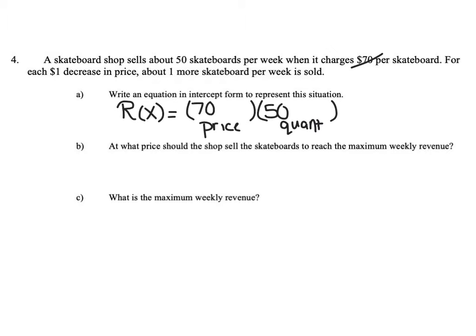Normally we just do 70 times 50, but they've discovered that when they change the price, something happens. For each $1 decrease in price, so when the price drops by $1, and it's dropping multiple times, I'm going to say that x is equal to the number of price changes. And when they drop the price, they sell about one more skateboard. Not 50 plus 1, but 1 per price change, so 1x.